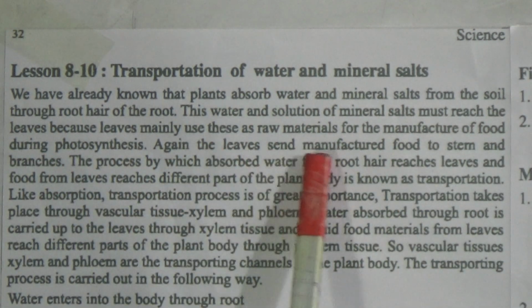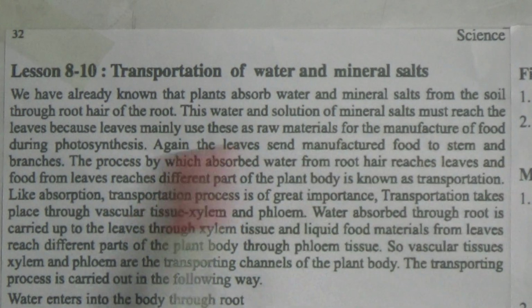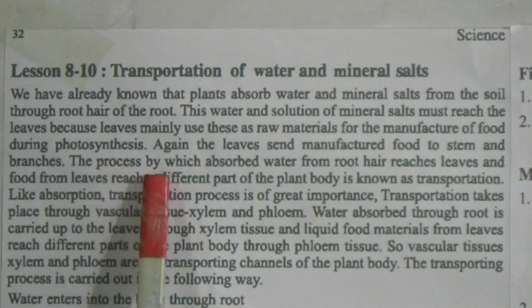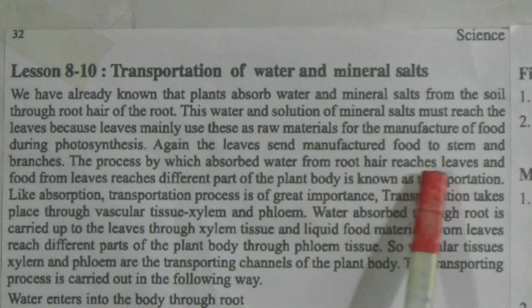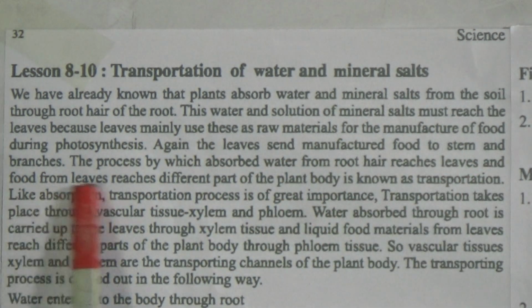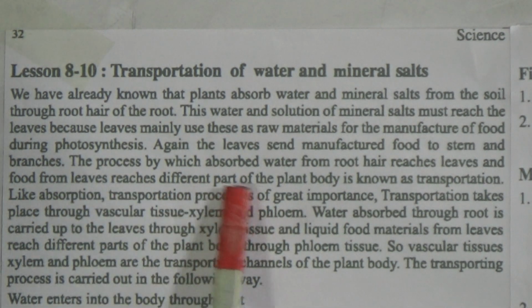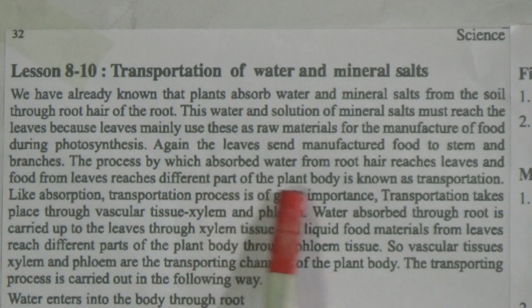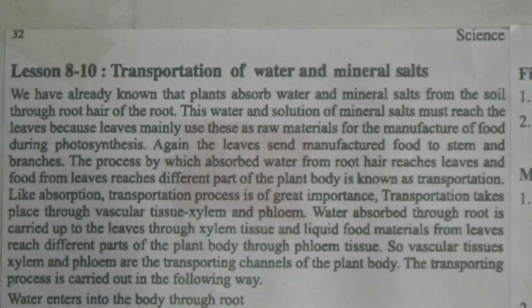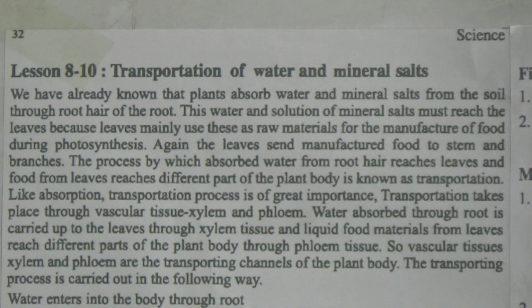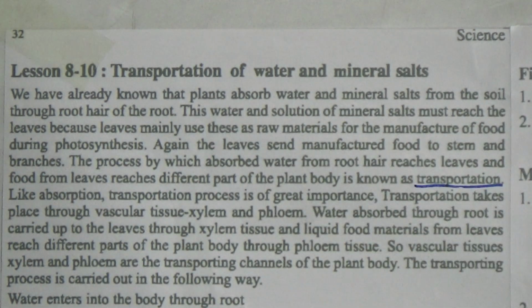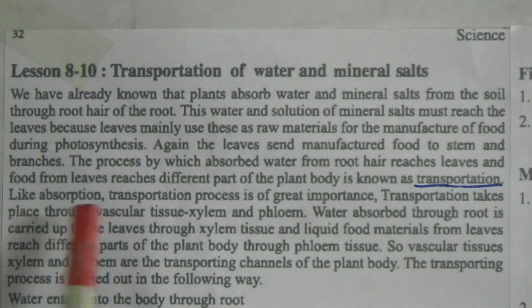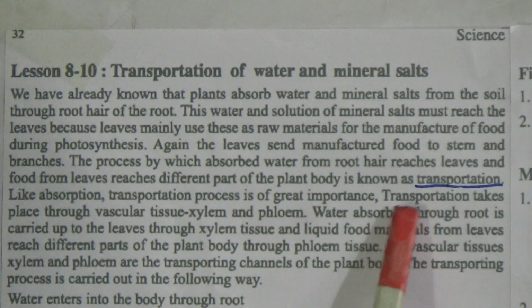Again, the leaves send manufactured food to stem and branches. The process by which absorbed water from root hair reaches leaves and food from leaves reaches different parts of the plant body is known as transportation. Dear students, this is the definition of transportation. Like absorption, the transportation process is of great importance.